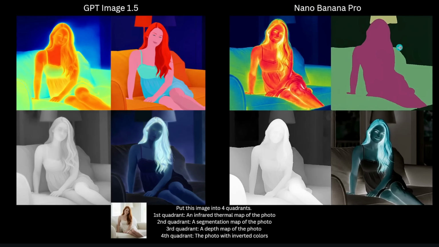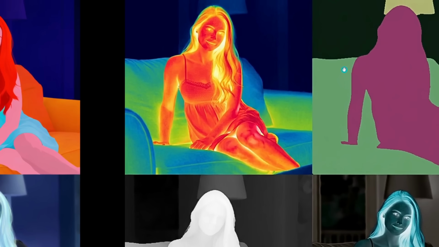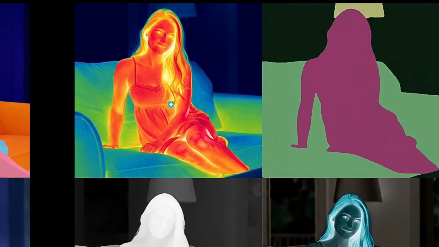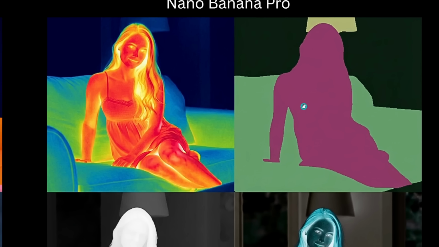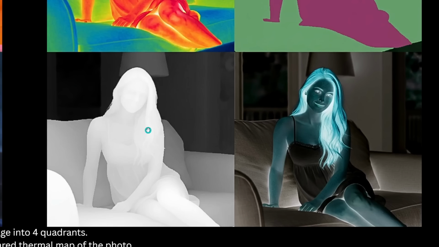Now, next, let's look at Nano Banana Pro. You can see it's also really good with this infrared thermal map. Same with the segmentation map. This looks a lot better than GPT's generation. Same with this depth map.